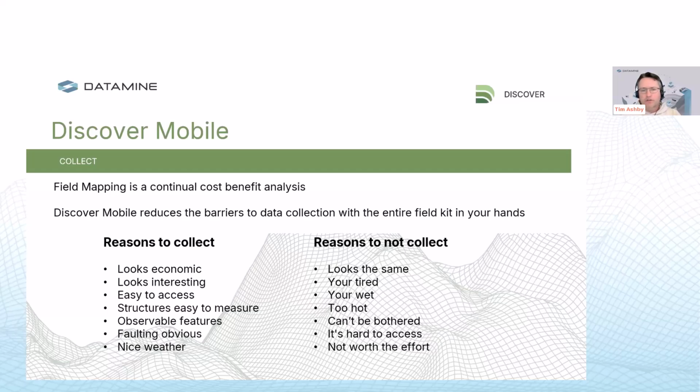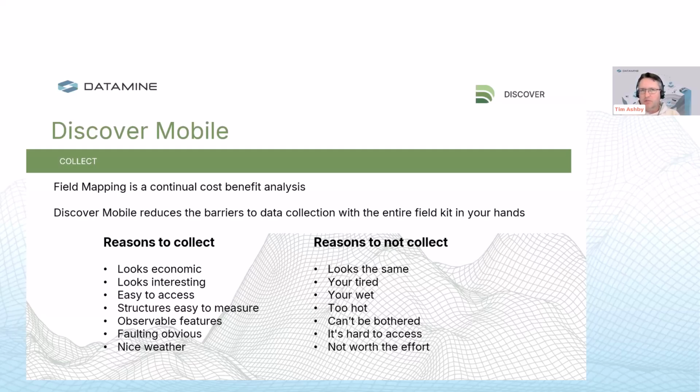What we've tried to do with Discover Mobile is reduce the barriers to data collection. Realistically, you're always trying to find reasons to collect and reasons not to collect. Reasons to collect: you're walking along, something's economic, looks interesting, you can easily walk over to it, there are structures sticking out of the ground, it's nice weather, so you go and collect it. However, there's always a reason not to collect data, and this is what we're trying to assist with Discover Mobile.